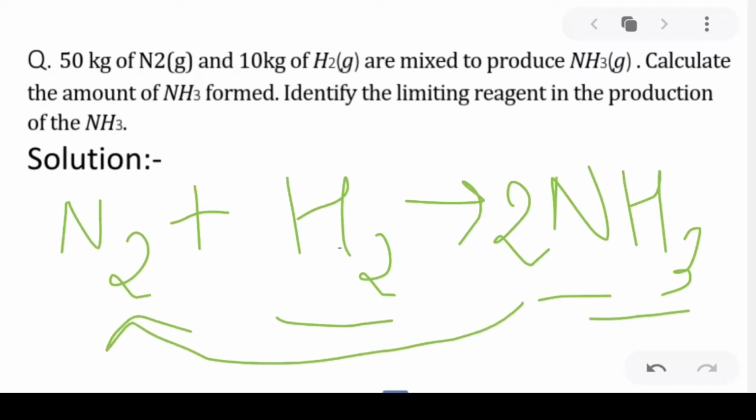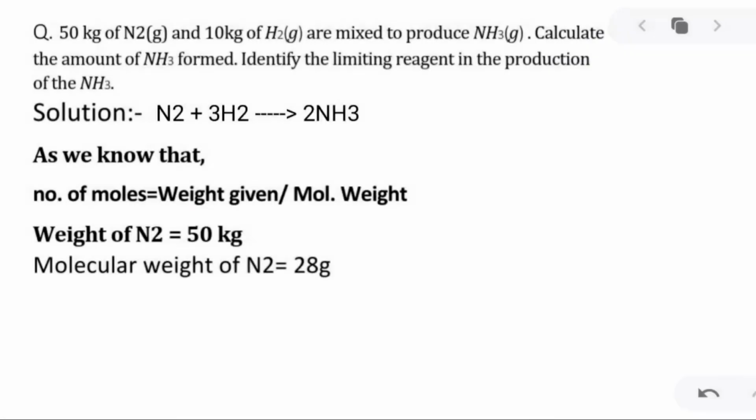Now let's see hydrogen atoms. Hydrogen atoms are 2 on the left hand side and 6 on the right hand side. So if we multiply 3 on the left hand side to hydrogen, we'll get 6 hydrogen atoms on the left hand side also. So now this equation is clearly and completely a balanced chemical equation. From this balanced chemical equation, we can clearly see that we need 1 mole of nitrogen and 3 moles of hydrogen to get 2 moles of NH3.